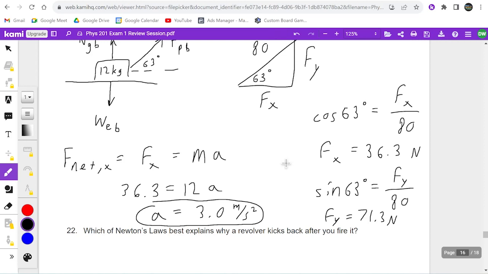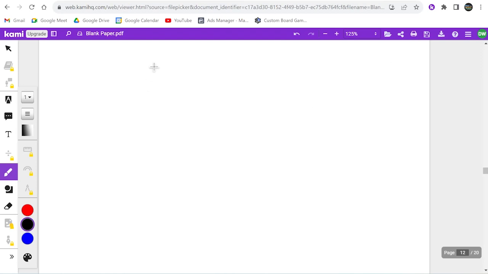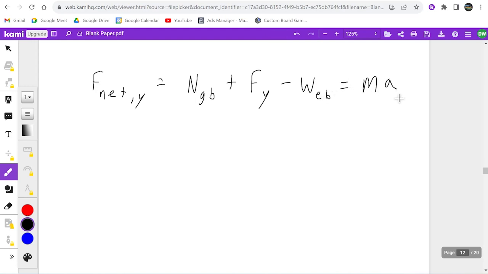Okay, now I got to find the normal force. Now here's the thing. Normal force usually is just mass times gravity. But it's not this time, and we'll see why. So if I want to find the normal force, I'm going to say F net y equals all the forces going up. That's NGB plus Fy, because Fy also points up. And then minus the forces pointing down. There's only one, minus WEB. And that's going to equal mass times acceleration.